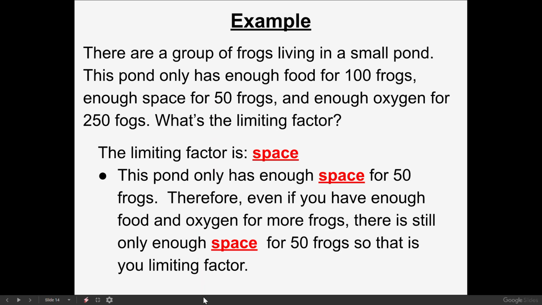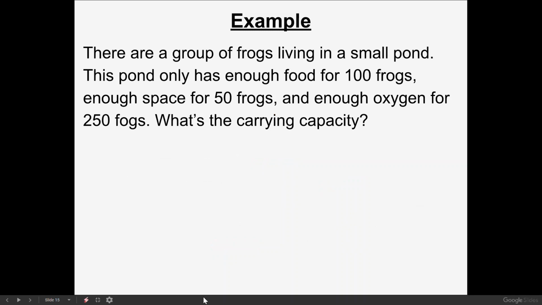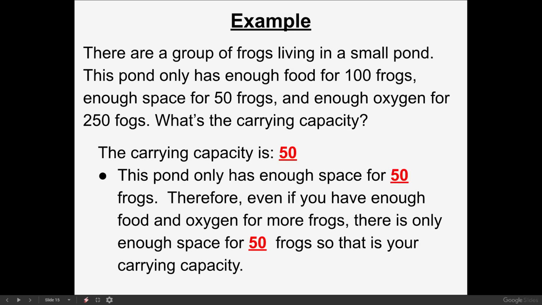So what does that make the carrying capacity? If you run out of space first, what's the carrying capacity? How many frogs can live here? Remember, it's the most frogs that can live in an ecosystem before they run out of anything. So there's only enough space for 50 frogs. If there were 51 frogs living here, that extra frog is going to die. It's not going to have enough space, or maybe it'll move to a different ecosystem. So in that case, the carrying capacity is 50.